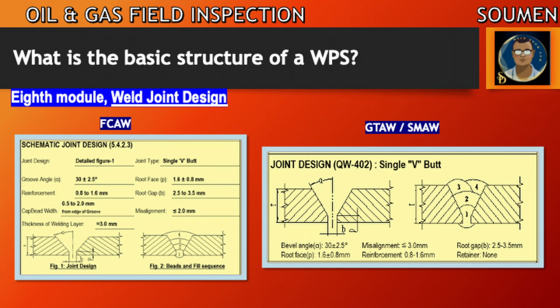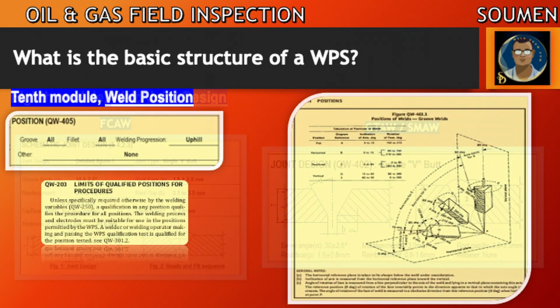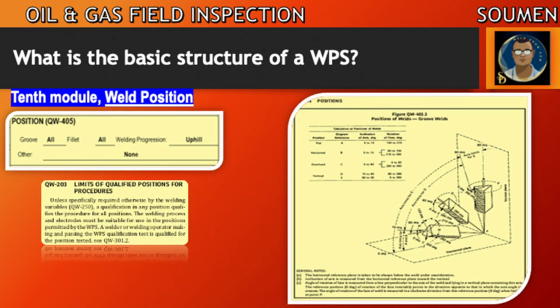Misalignment less than 2 mm, less than equal to 2 mm. Thickness of welding layer equivalent to 3 mm. So you can see again here FCAW needs more data to compile. Now we will go to the last module, which is weld position. Weld position, groove all, fillet all, weld progression all.